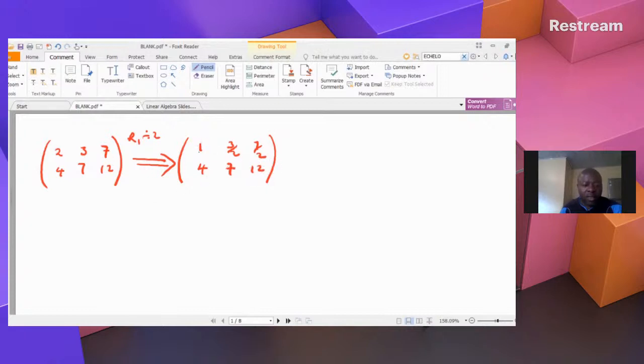Now, we've created this leading entry, so we use this leading entry to create a 0 below it. So how do we create a 0 in this position? I need to use this leading entry that I've created. So I take row 2 minus 4 multiplied by row 1. Because I know that 4 multiplied by 1 subtracted from this 4 shall give me a 0 in this position. But I do it for the entire row. So let me write what row 1 is. Row 1 is this.